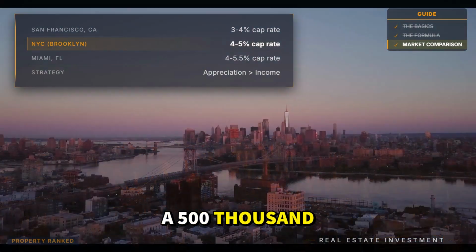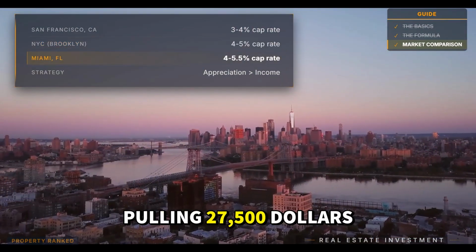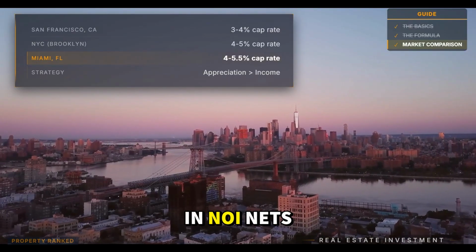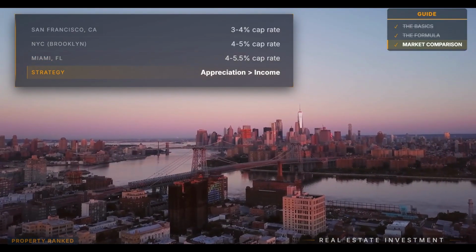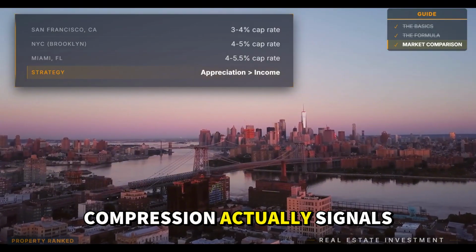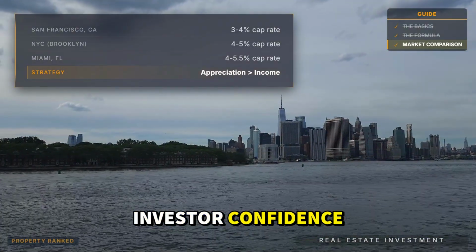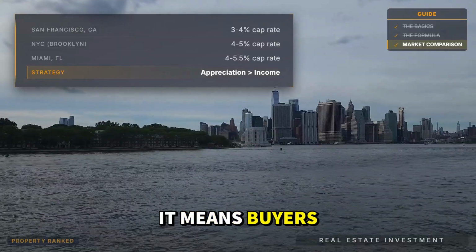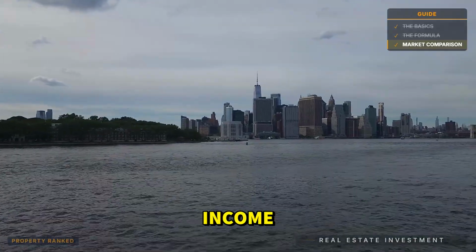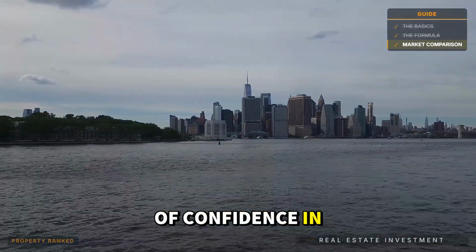A $500,000 condo pulling $27,500 in NOI nets 5.5%. Miami's cap rate compression actually signals investor confidence. When cap rates drop, it means buyers are willing to pay more per dollar of income. That's a vote of confidence in the market's future.